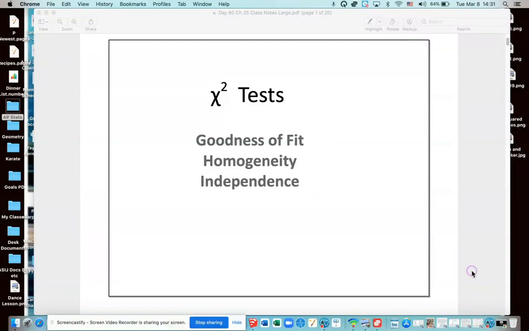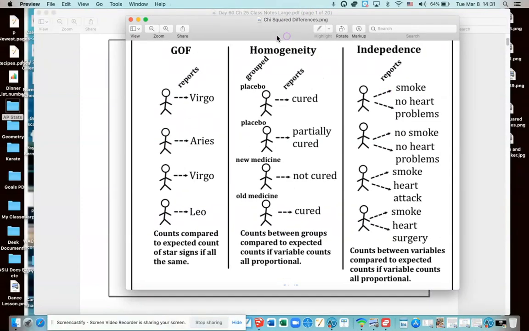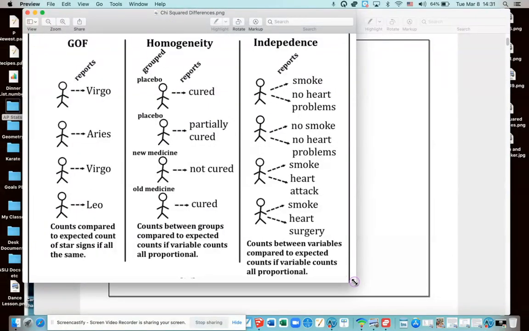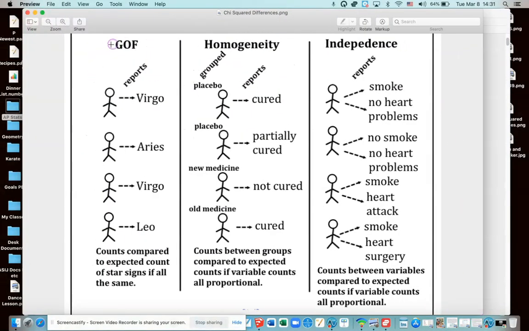So goodness of fit, let me pop this up. Maybe this is a better picture. Here it is. Okay, so this gives a general picture of the three different types. In goodness of fit, what you're doing is trying to compare an expected number of counts to what you have in front of you. For example, you would imagine that star signs or birth signs like Virgo, Aries, Leo, and so on would be evenly distributed throughout the population. But until you test it, you don't know for sure.